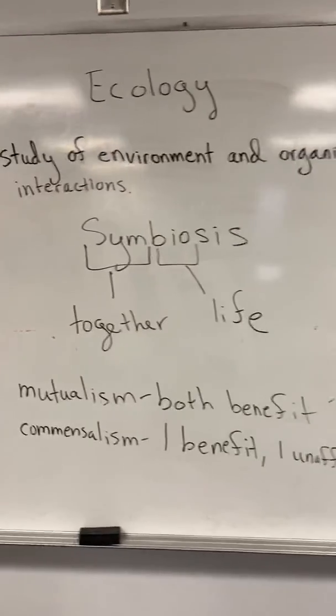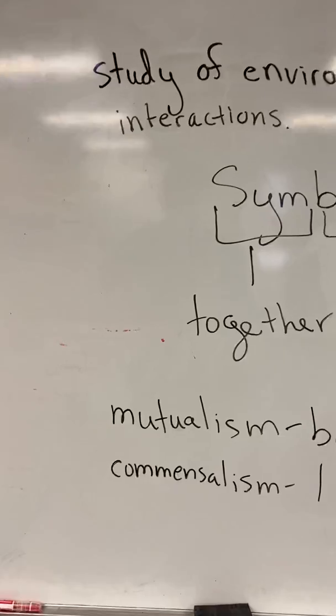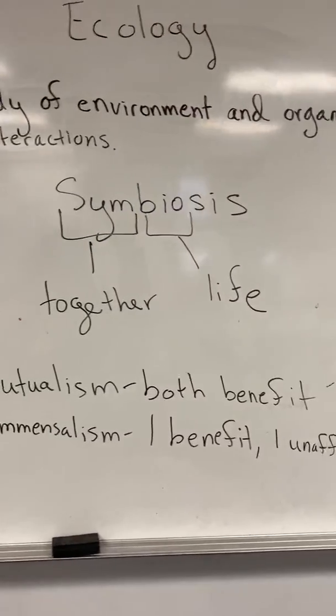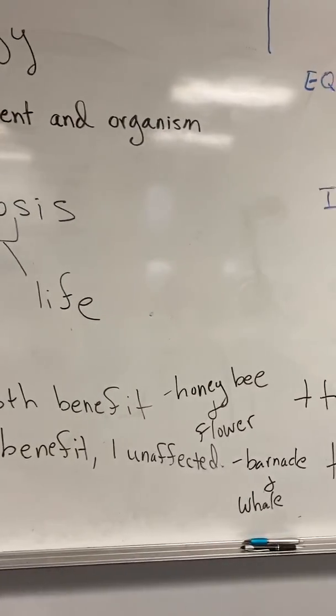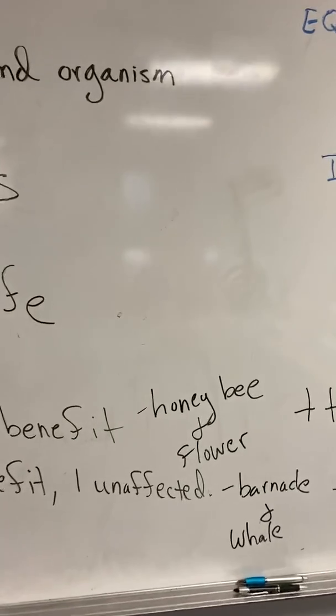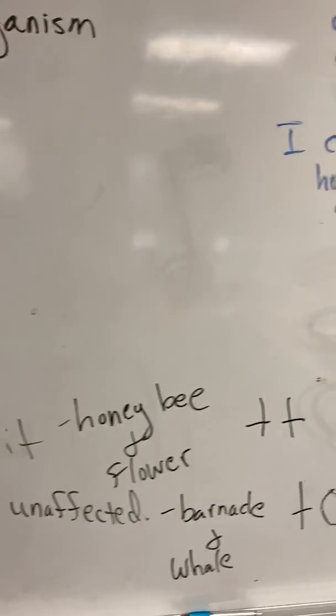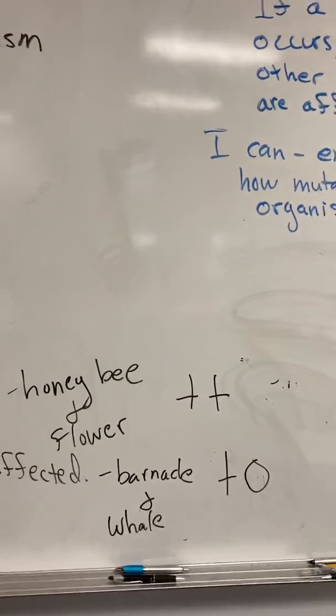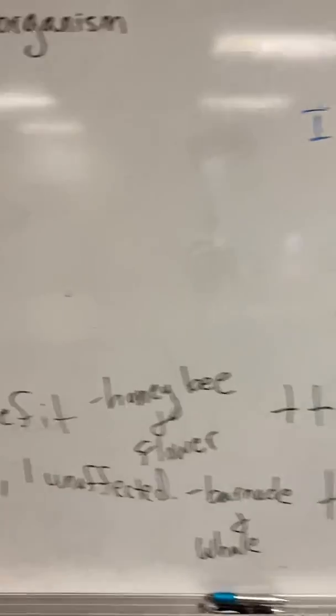And so there are different types of symbiosis. Mutualism is one type where both organisms benefit from the relationship. And a classic example of that is like a honeybee and a flower. And so there you have the positive sign where they're both benefiting.